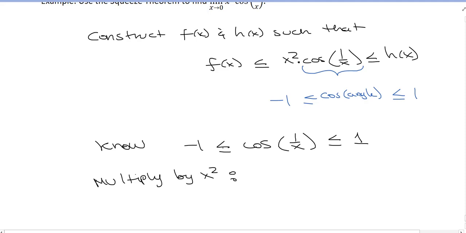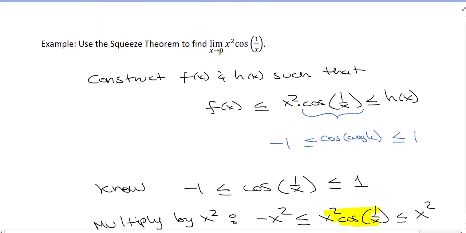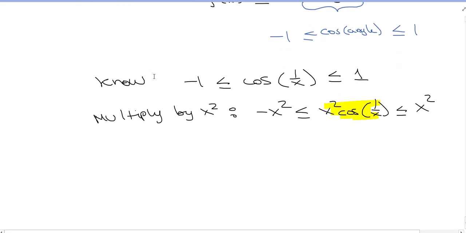If I multiply by a negative, I will be in trouble because when you multiply an inequality by a negative, you have to flip the sign. But x squared is always positive, so I'm going to have negative x squared is less than or equal to x squared cosine 1 over x less than or equal to x squared. So I multiply all three by x squared. And now notice that that is my function. That is the function that I want to find the limit of as x goes to 0. So I'm ready to apply the squeeze theorem.